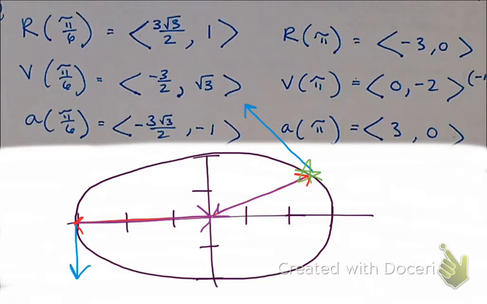The next part says, find the speed of the particle. Remember that the speed of the particle is the magnitude of the velocity. We have that formula that looked like the Pythagorean theorem. So find the speed of the particle and the magnitude of its acceleration at each instance in C, so at pi over 6 and at pi. Go ahead and use those two formulas to find the speed and the magnitude of acceleration at those 2 points.